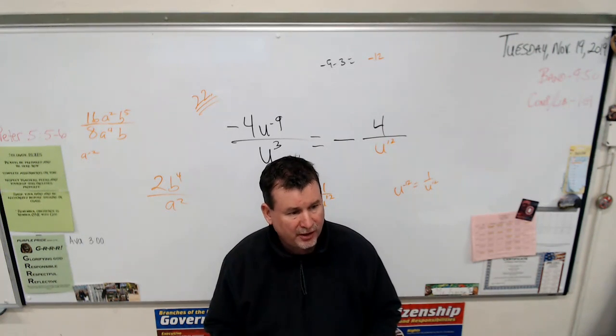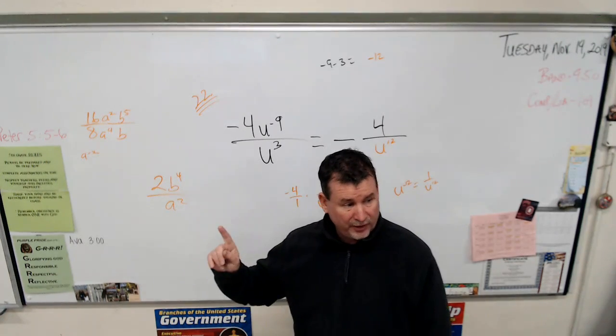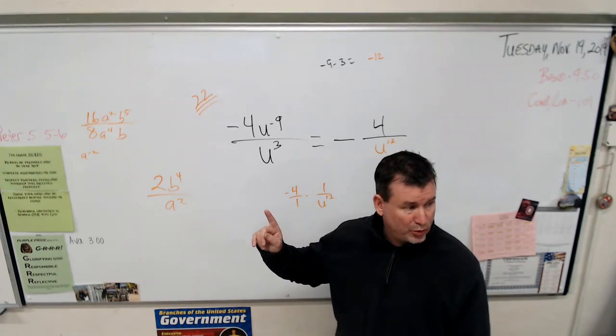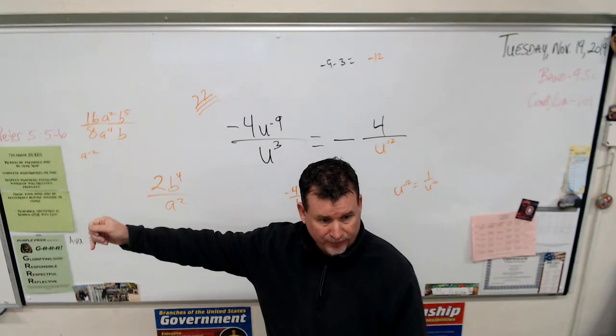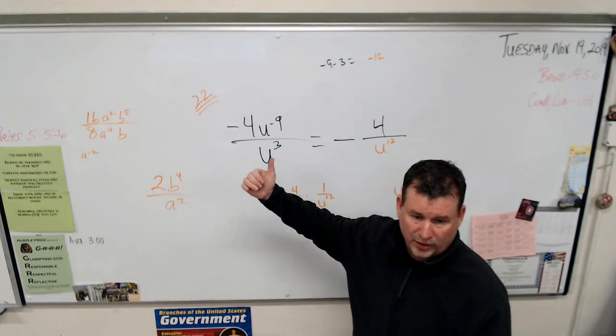Scientific notation, if it's a negative exponent, the decimal point goes to the left. Positive exponent, it goes to the right.